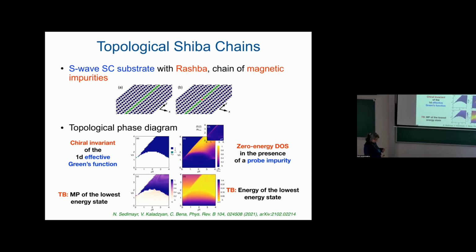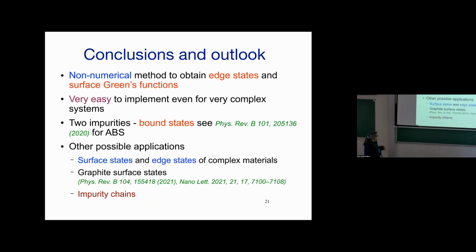Okay, so I'm not going to tell you much more than that, but I'm going to repeat that this is a non-numerical method to obtain edge states and surface Green's functions. It's very easy to implement even for very complex systems, which is an advantage for those of us who are not always numerical guys. You can generalize, like I said, to two impurities to get ribbons or even bound states in a normal-superconducting-normal, SNS, system. For Andreev bound states, we had to do some tricks to turn things around a bit, but we managed to even get the physics of Andreev bound states using this technique.